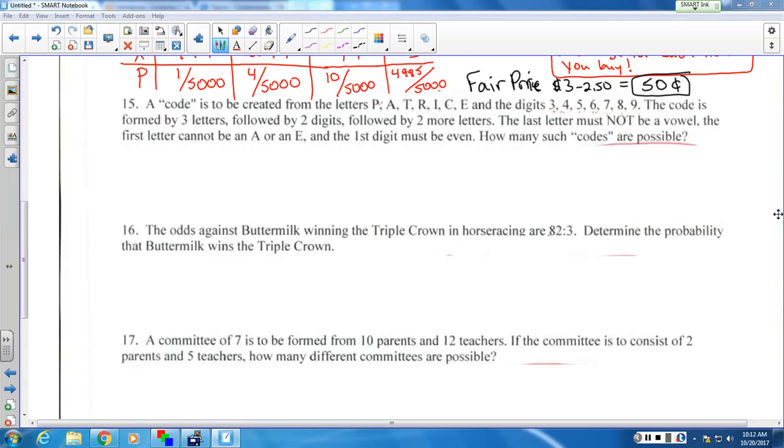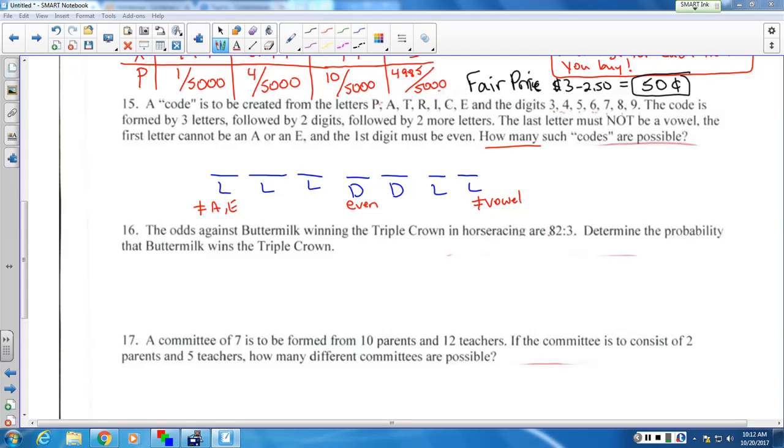So number 15, it says a code is to be created from the letters PATRICE and the digits 3, 4, 5, 6, 7, 8, 9. The code is formed by 3 letters, followed by 2 digits, followed by 2 more letters. The last letter must not be a vowel. The first letter cannot be an A or an E. The first digit must be even. How many codes are possible?